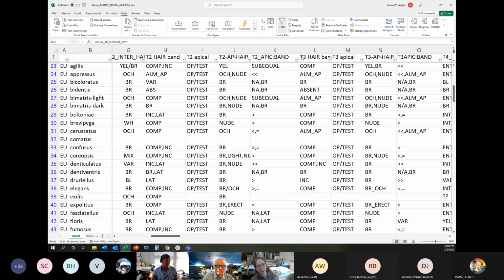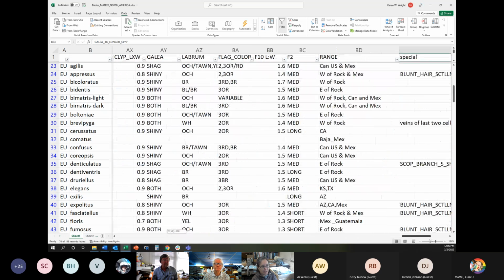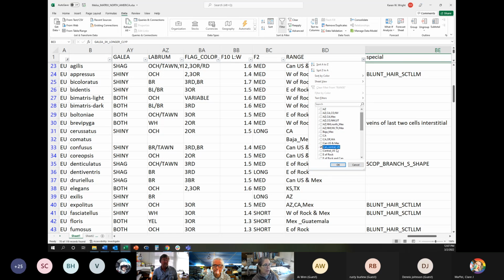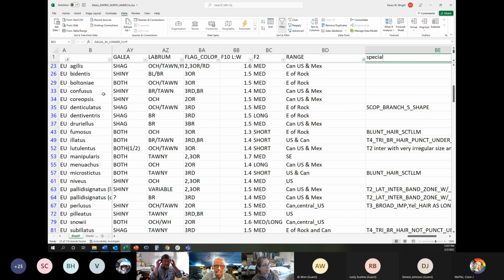But all of these are in my own little codes. So I'm working on making basically a key to my key. But you can also go over here on the far end and you can go to range and you can get rid of everything that's not in your area and say, just do things that are in, let's see, here's all of Canada, US and Mexico, central US, east of the Rockies in Canada. And so you can make your key down here just East Coast. And then that makes it even smaller, right?